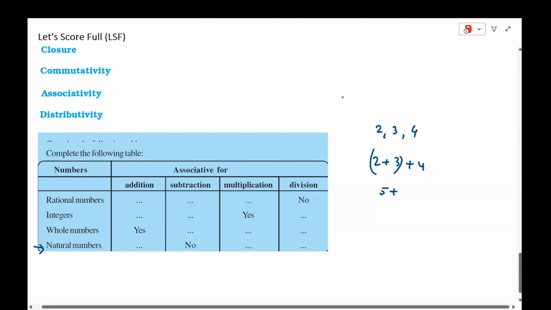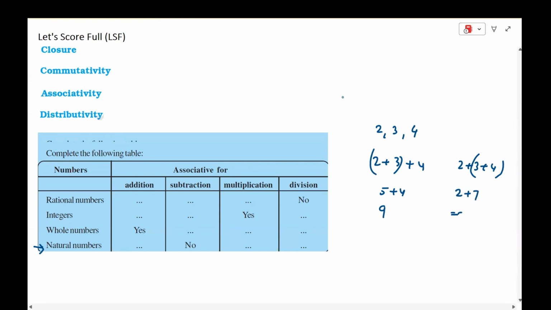That is 5 plus 4, which is 9. Now the same numbers, but associating the last two. It is 2 plus 7, which is again 9. So as they are equal, yes, natural numbers are associative for addition. For subtraction, they themselves have given.